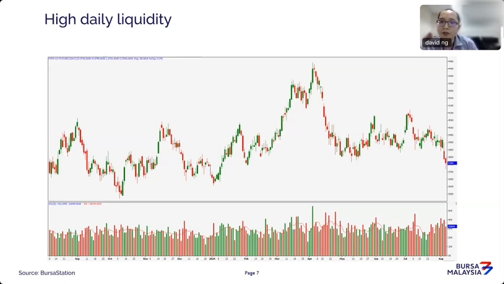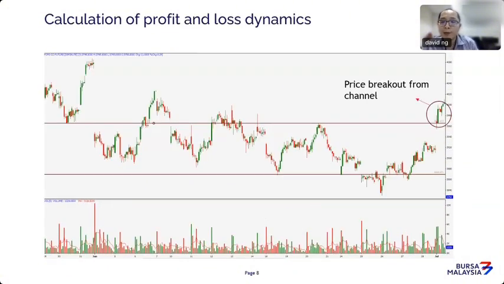Over the years we have seen the average daily volume continue to increase. This is mainly due to heavier participation from a lot of international participants as well. So in natural effect, this is increasing the overall volume in the market, and therefore it's increasing the vibrancy of the market as a whole. Now, I'm just going to share a very simple way to look at the calculation of profit and loss dynamics using the BMD CPO futures contract.